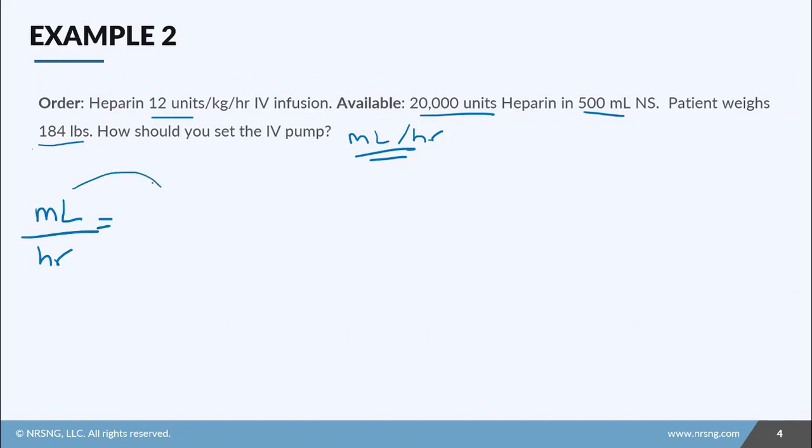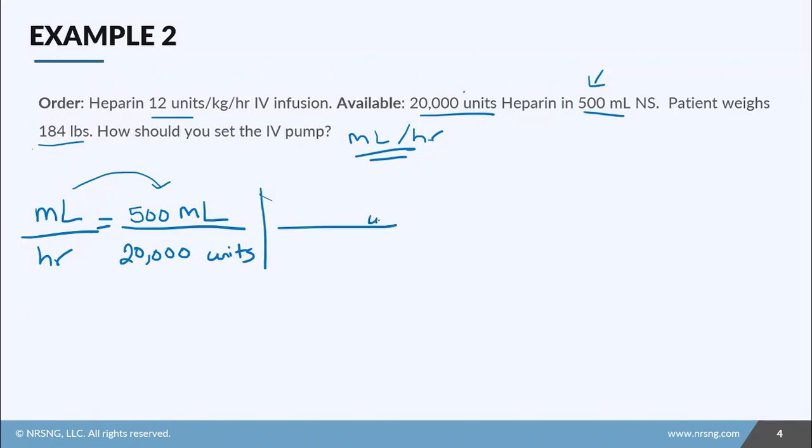We transfer our units over. Insert what we know, convert if we don't. What do we know about milliliters? For every 500 milliliters, there's 20,000 units of heparin. All right, transfer your units up. What else do we know about units? Well, right here, we know that we want 12 units per kilo per hour, okay?